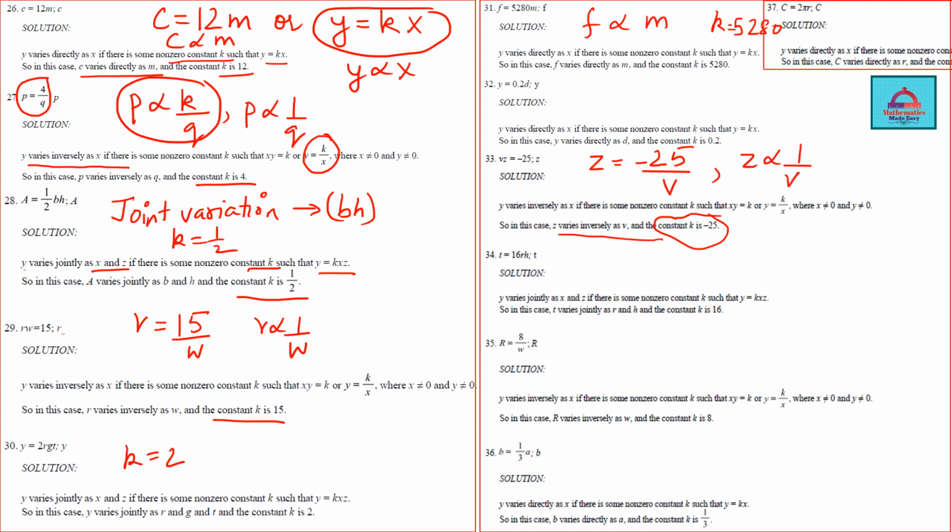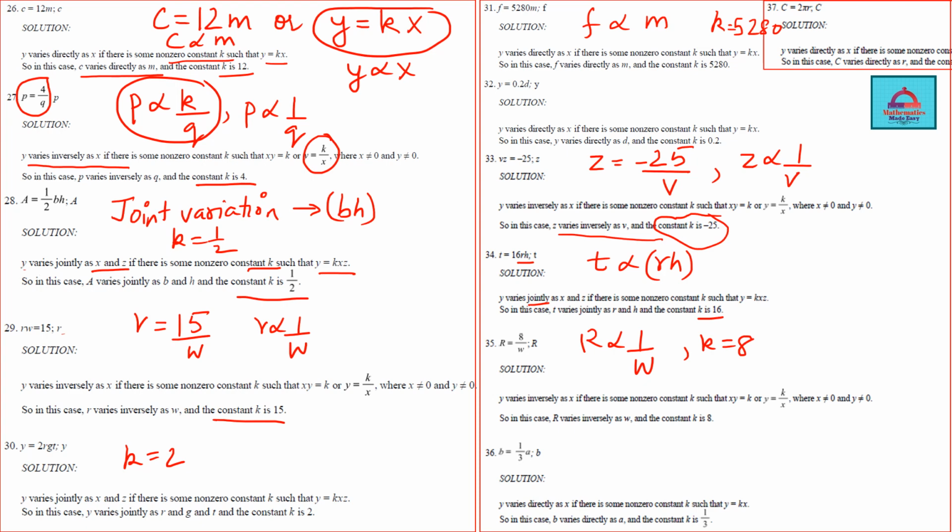That is the reason why it's an inverse variation. Next is y varies jointly as x and z. This is very easy to see, because T is varying directly as the product of R and H. Wherever there is a product, it is going to be joint variation. The value of k is 16. Here R is varying inversely as the proportion of W. The value of k is 8.